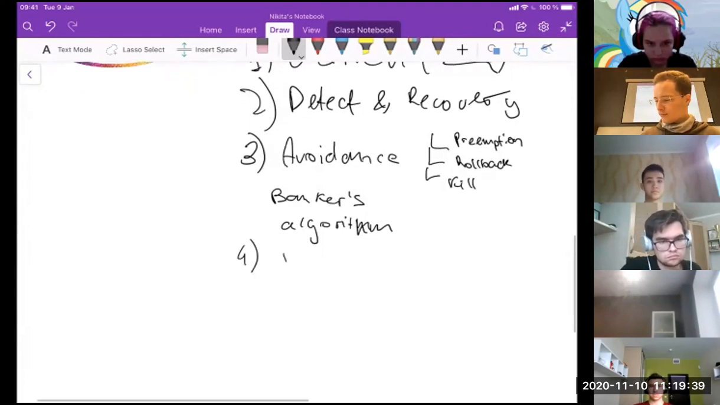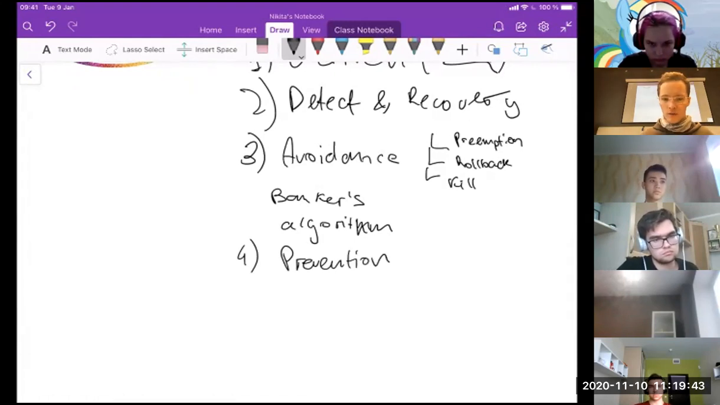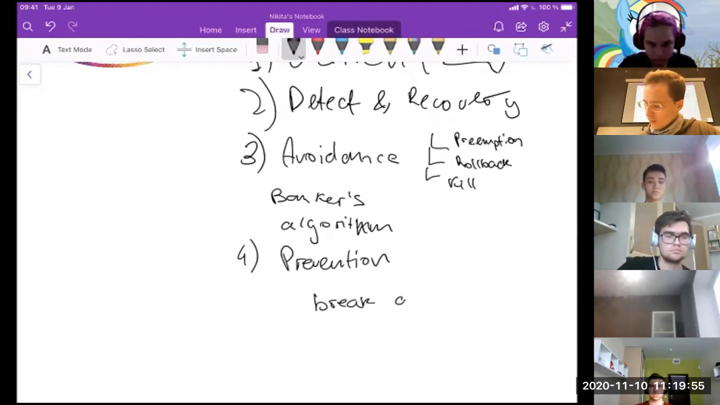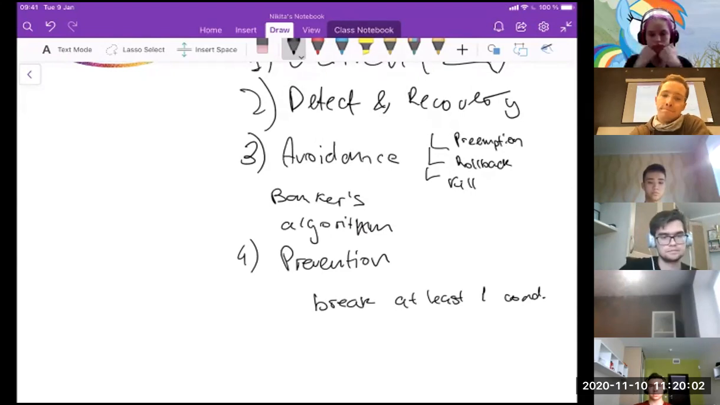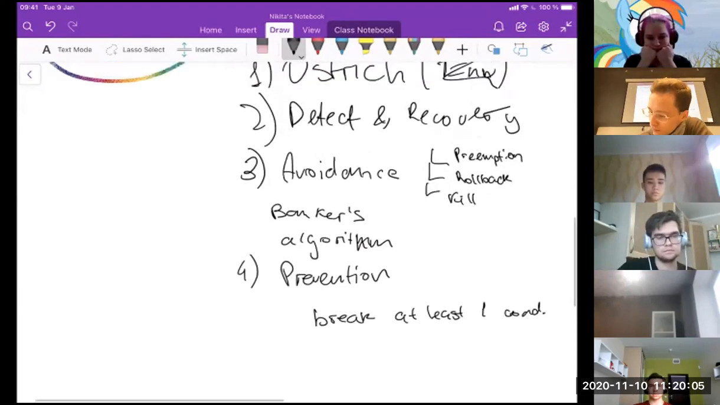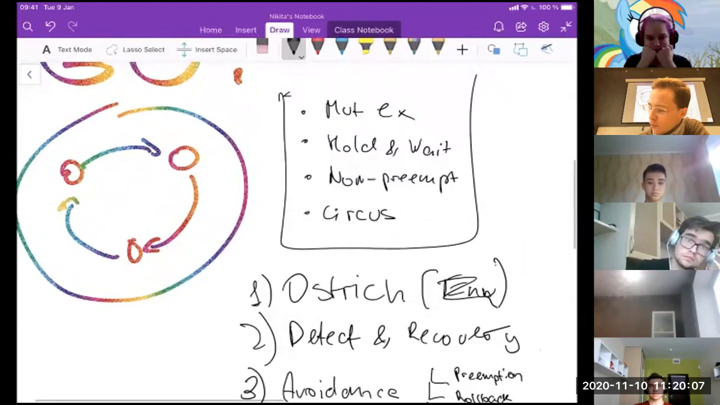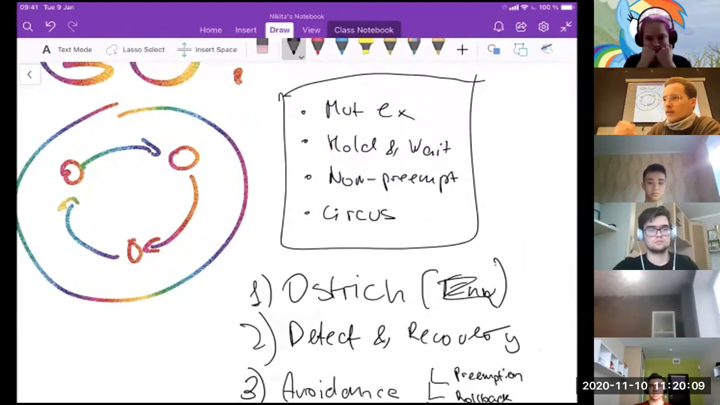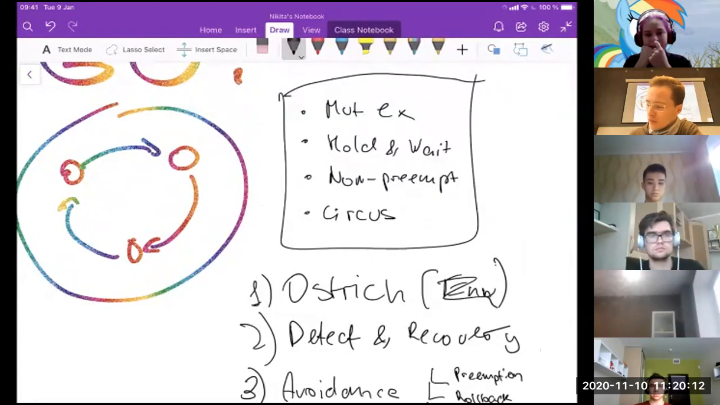The fourth one. Prevention. What do we remember about prevention? Well, there are several. We can break some of the required conditions for the deadlock to occur. So if we break one, then we prevent it, so it can never happen. Yes, given that these four are the required, necessary and sufficient conditions, all of them at once.